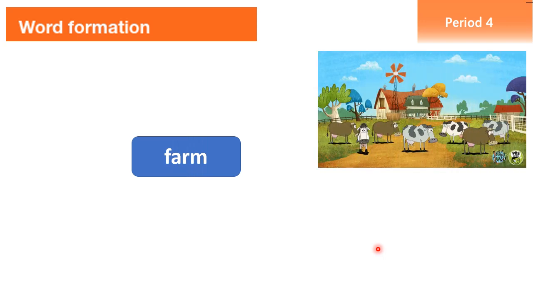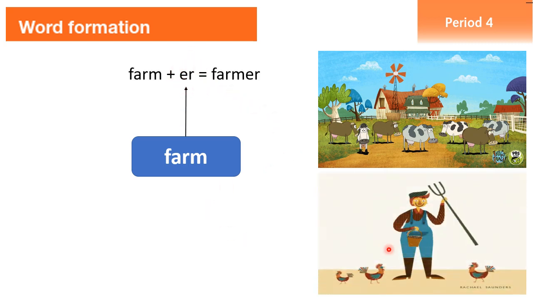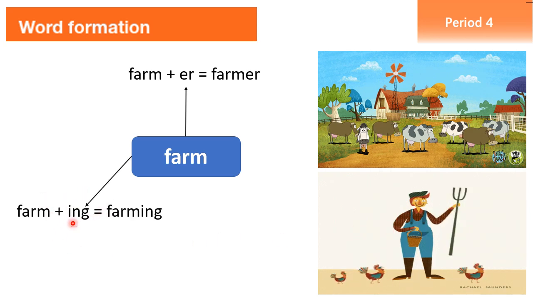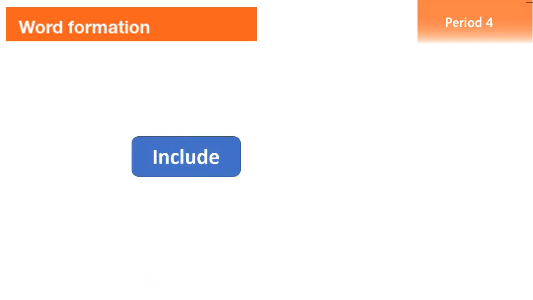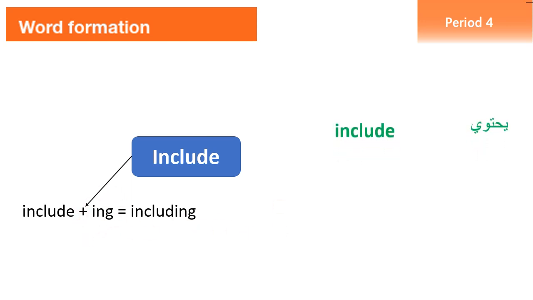What else do we have? Farm. Look here, this is a farm. If we add er, it would be farmer. And if we add ing, farming. So we have farm, farmer, and farming. What about include? Include plus ing, it would be including. So we have include and including.